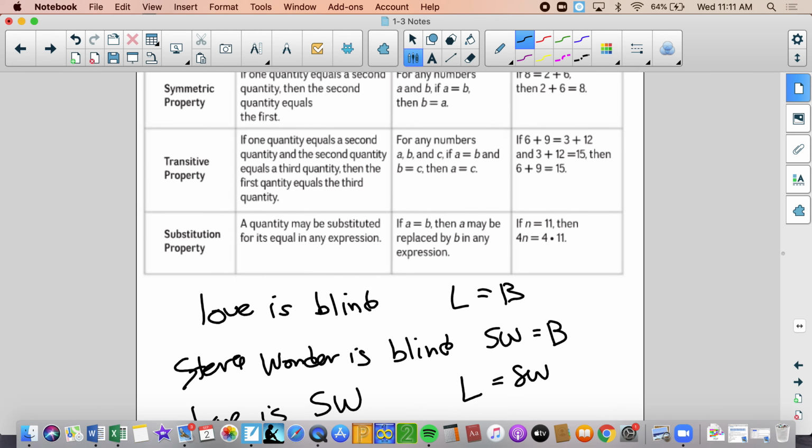Substitution: a quantity may be substituted for its equal in any expression. So we've been using the substitution property quite a bit up until this point. If a equals b, then a may be replaced by b in any expression. So if n equals 11, then when we see 4n, we can substitute 11 in for n, and we can do 4 times 11. Good.